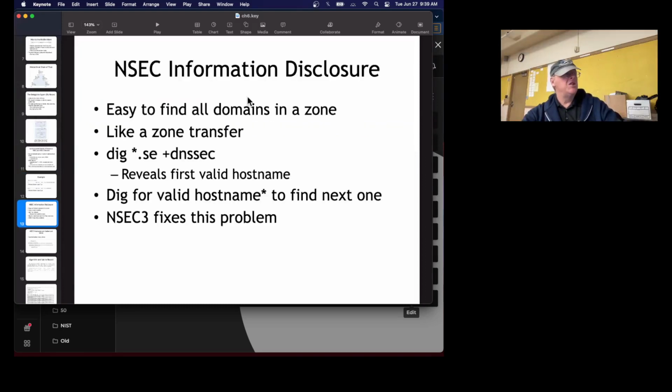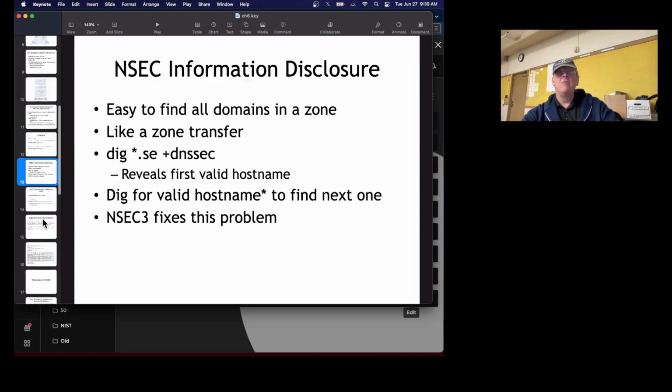The problem is this means it's easy to find all the domains in a zone. DNSSEC will make it easy to see what names are not used and therefore what names are used, and that is considered a security flaw. People often define special names in DNS and they don't want you to find them. For example, unfortunately, Cloudflare does this.